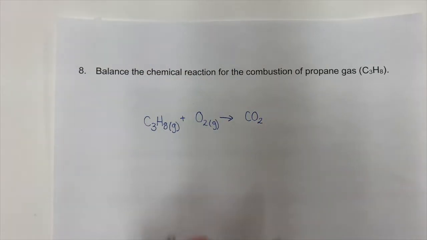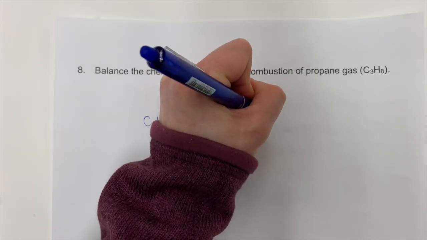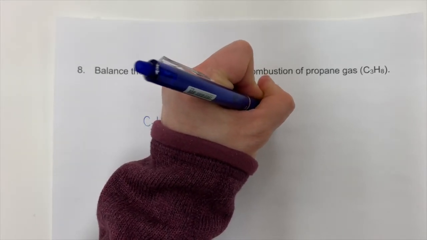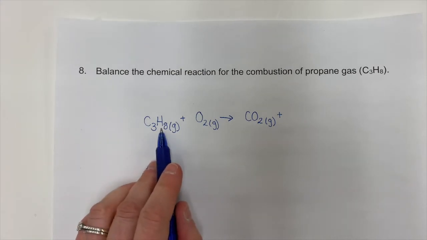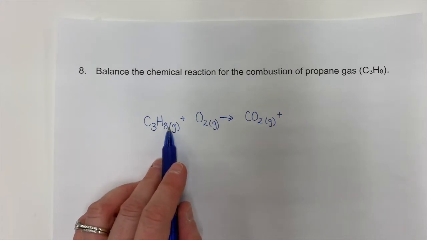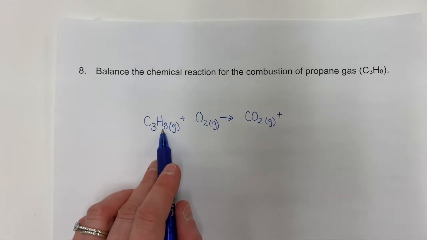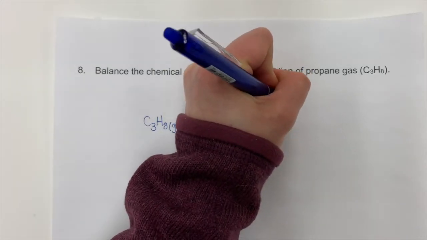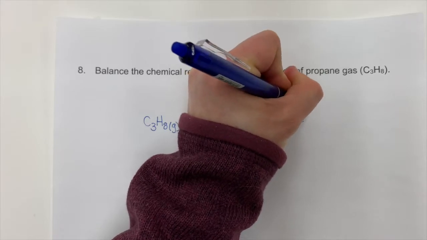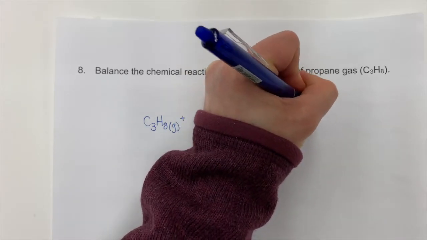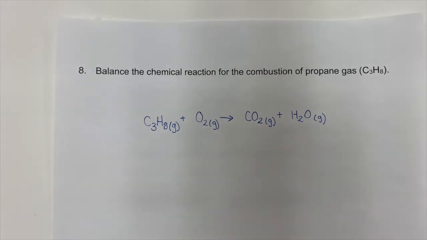Because burning takes place at high temperature, and because at room temperature carbon dioxide is a gas anyway, I'm going to write gas. Hydrogen is another one of the components of the reactants. Therefore, according to the rules, water will be one of my products. Again, because this takes place at a high temperature, my water will also be in gas form. So this is my complete unbalanced reaction.